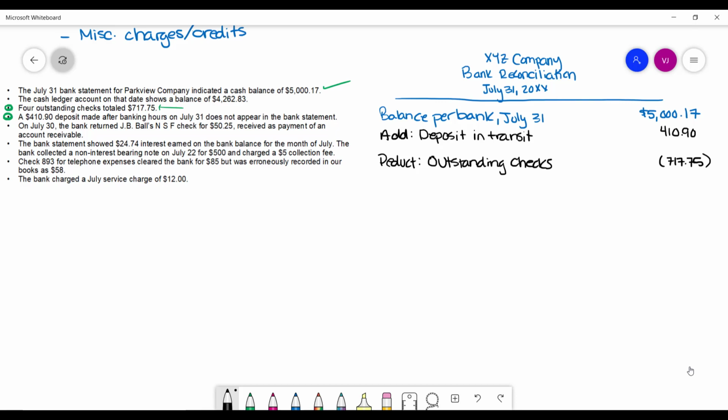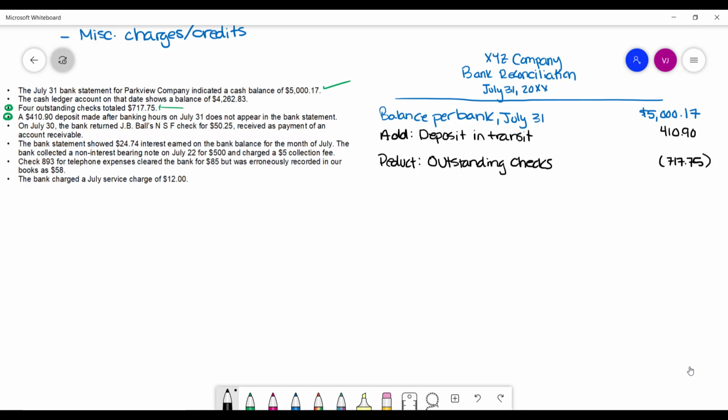So you want to go through this list and make sure there's nothing that needs to be adjusted in terms of the bank's balance. We see here's a service charge, but that's on our end. There's an error here. There's interest and an NSF check. So all of those would be adjusted for our records. So that seems to be it for the bank's balance.